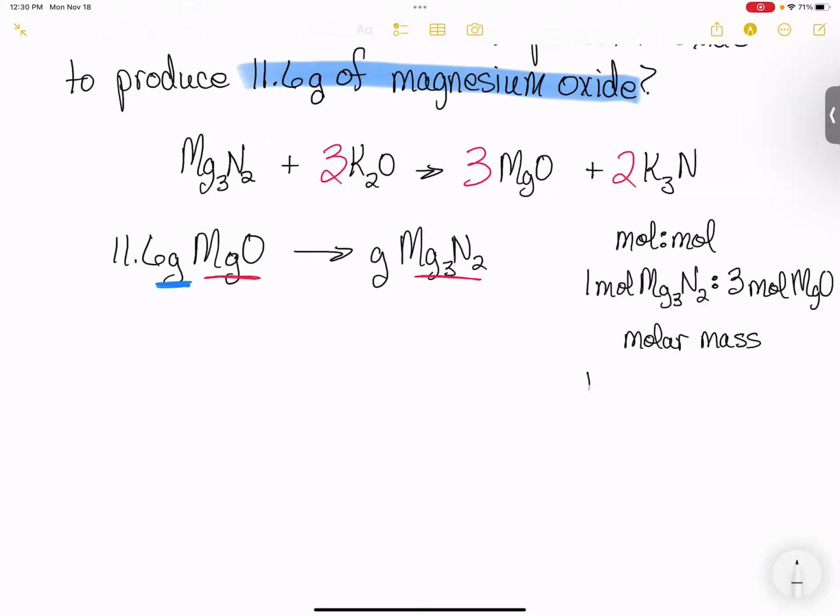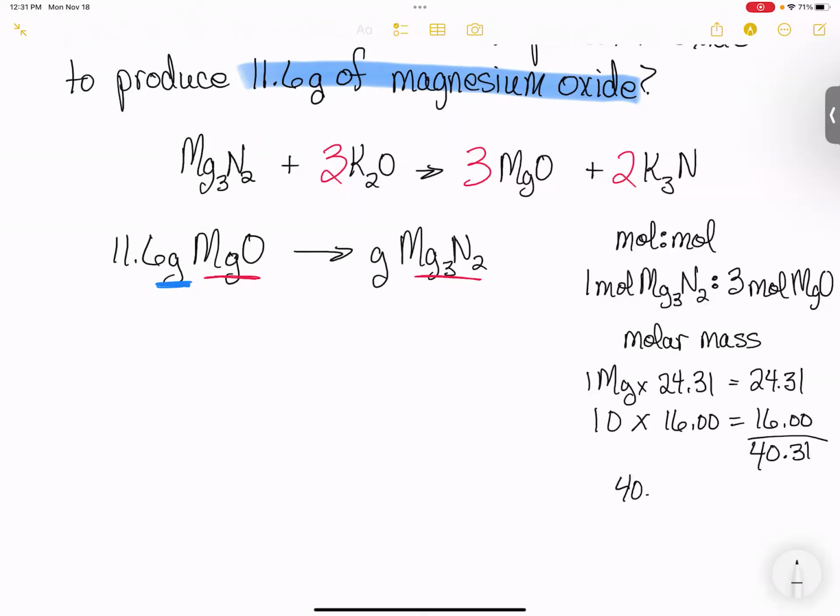I have 1 magnesium and I have 1 oxygen. Magnesium has a mass of 24.31, oxygen a mass of 16.00. So we're talking about 40.31 grams of MgO is 1 mole of MgO.